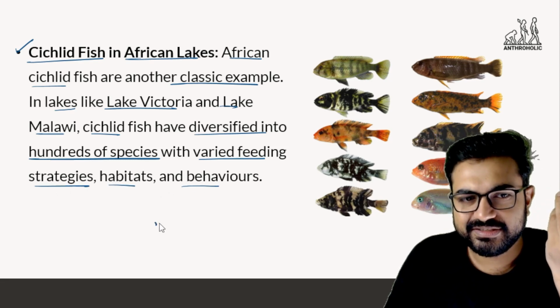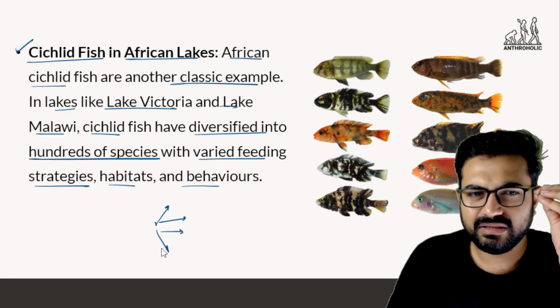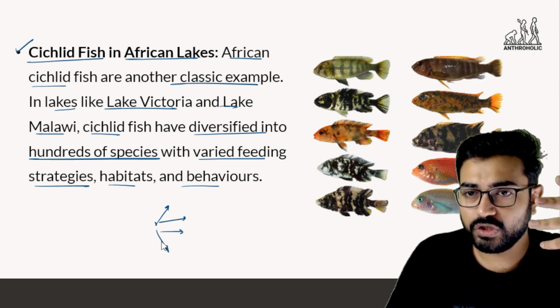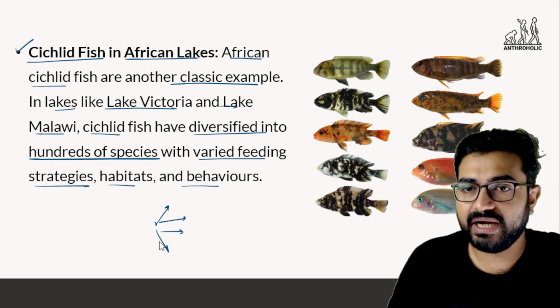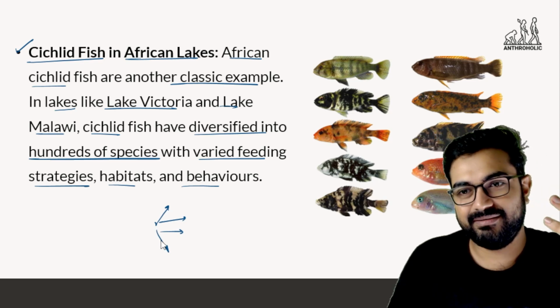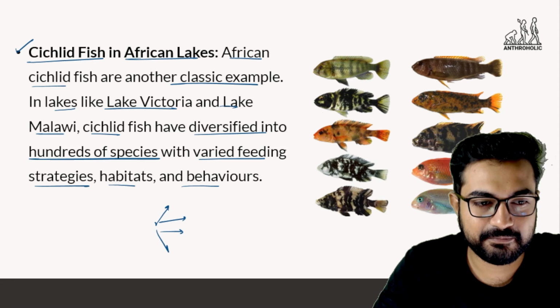What is this? This is adaptive radiation, because they are evolutionarily related to a common ancestor, but yet they are different, because according to the demands of their particular habitat, they adapted and they radiated. This is adaptive radiation again.